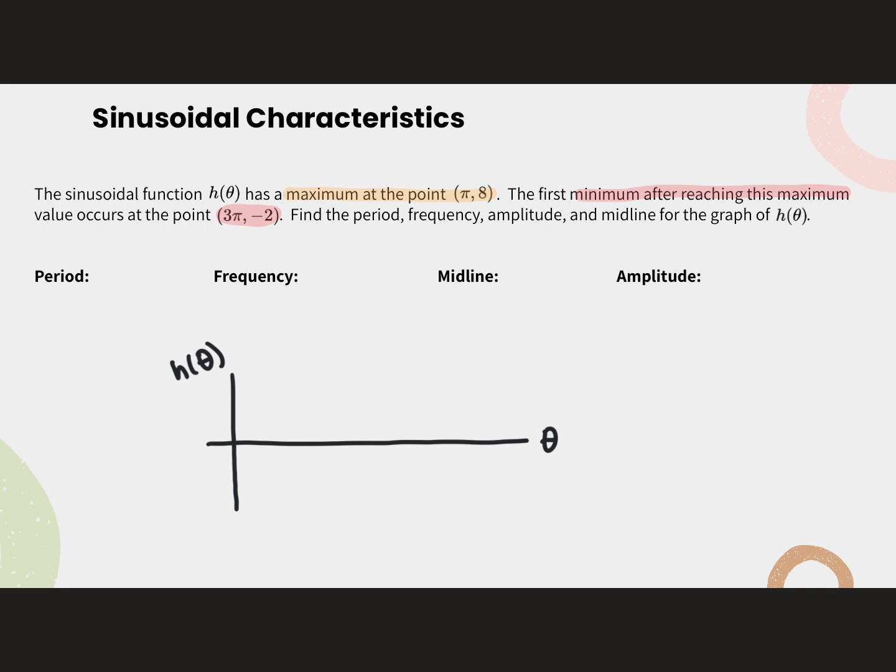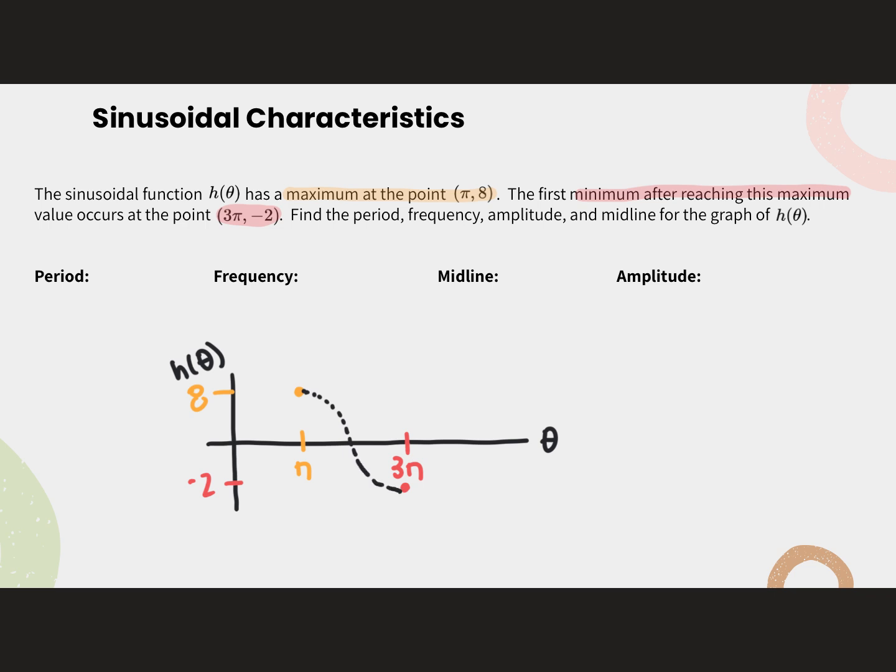I'm going to plot those 2 points, starting with the maximum. It had an input of pi and an output of 8, so that'd be somewhere above that horizontal axis. And then our minimum happened later at (3 pi, -2). Not really worried about the scale, just worried about making a general picture for my sketch here. So my sinusoidal wave would start from that maximum and head down towards the minimum.